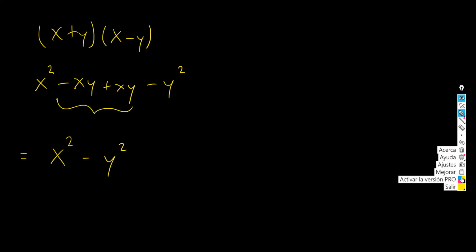And this is the formula that you will use in the end. The product of conjugated binomials is equal to x squared minus y squared. So basically, the product of conjugated binomials is the square of the first minus the square of the second. Let's see an example of this.